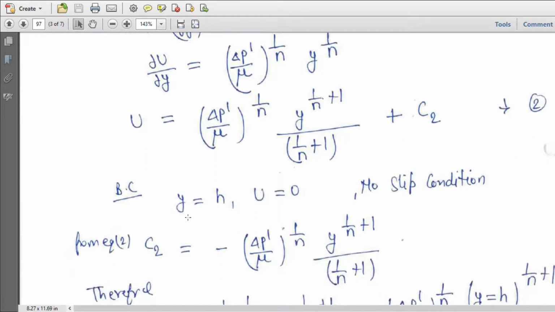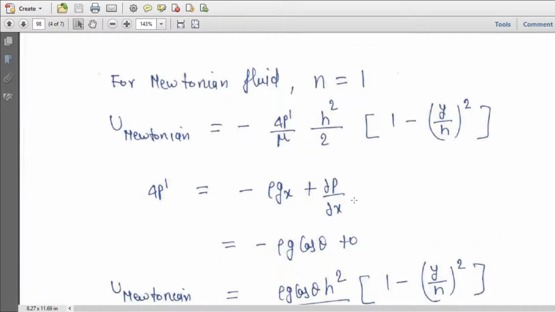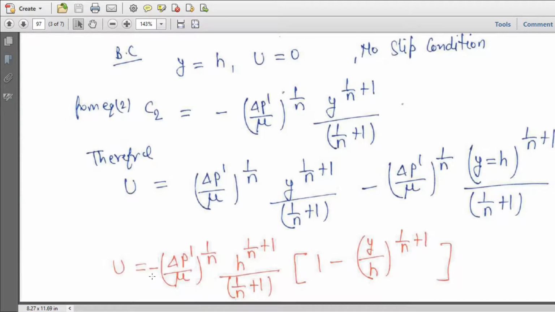Now the boundary condition is y equal to h, u equal to 0, the no-slip condition because the plate is fixed. So your c2 comes out to be this one. Now substituting this c2 in equation number 2, the velocity expression comes out to be u = (−Δp'/μ)^(1/n) h^(1/n + 1)/(1/n + 1) [1 − (y/h)^(1/n + 1)]. So this is the velocity expression for a power law fluid.